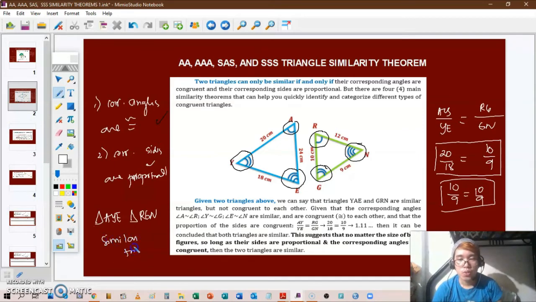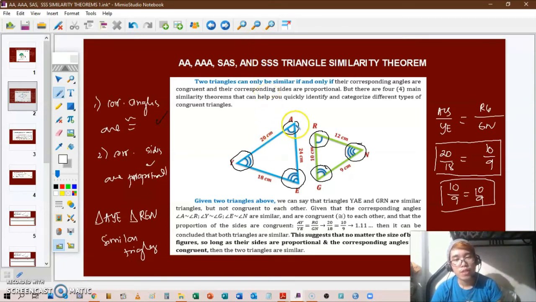So what's the difference from a congruent triangle? For congruent triangles, all of their side measurements must be the same. Aside from their angles being equal to each other, their side measurements must be the same. For similar triangles, the sides can be different from each other, they just have to be proportional. But for congruent, they have to be the same.